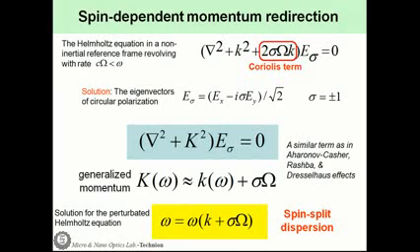The Helmholtz equation in a non-inertial reference frame rotating with a rate omega is presented here with the additional Coriolis term proportional to omega, where the eigenvectors for this equation are the spin states. We can write this equation with a generalized momentum, where the generalized momentum k is equal to the unperturbed k plus sigma omega. The dispersion solution for this case is a spin-split dispersion, omega as a function of k plus sigma omega.